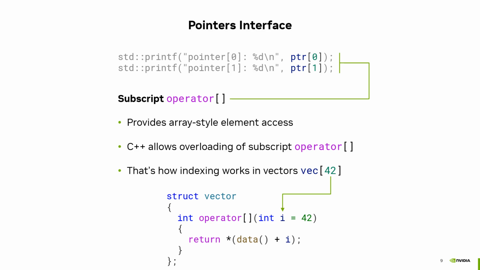But the subscript operator isn't limited to pointers and arrays. If you think about how we access elements in thrust vector or std vector, we use the same square bracket notation. Why does that work? Because in C++ we can define the subscript operator, the brackets, just like any other function. In other words, when you write vector at index 42, 42 is passed as a parameter to the subscript operator function inside the vector class. This flexibility allows us to give many objects pointer-like behavior, which brings us to iterators.